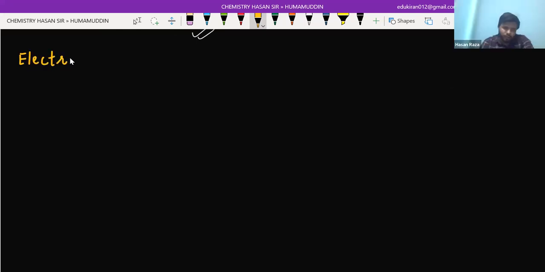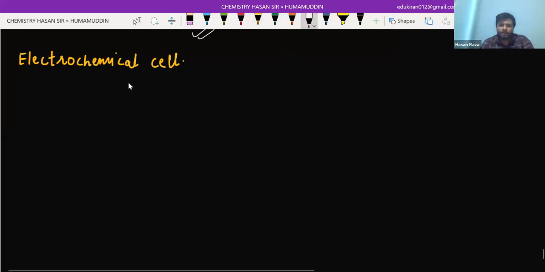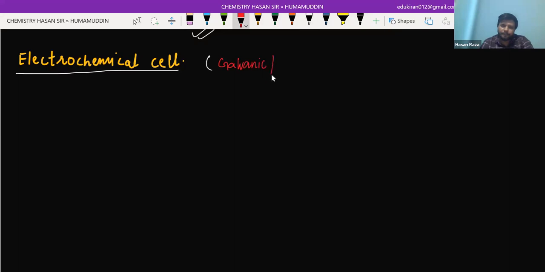Now we are going to start this electrochemical cell. What is this electrochemical cell? We already studied the types of cell, electrolytic and electrochemical cell. In this, we had the example of the galvanic cell, also known as a voltaic cell, for which we can take the example of the Daniell cell. The Daniell cell is basically an example of this galvanic or voltaic cell.